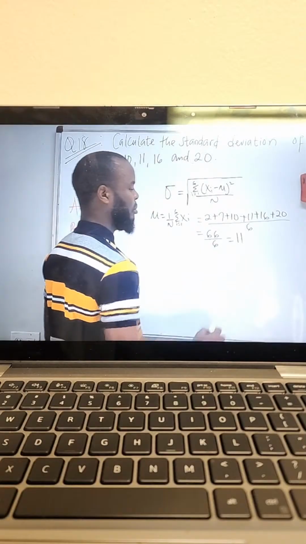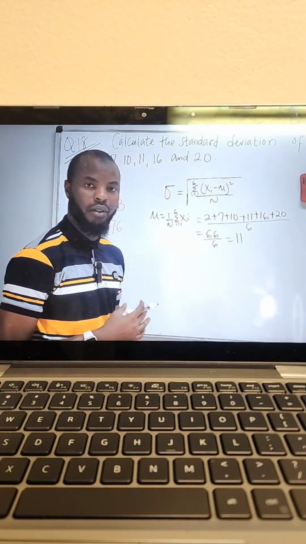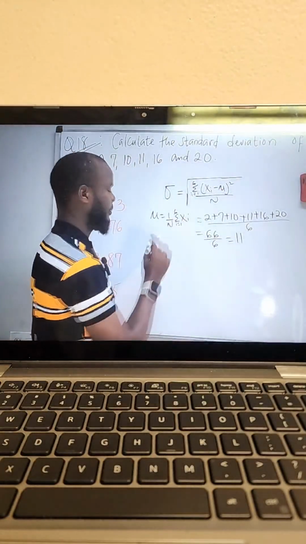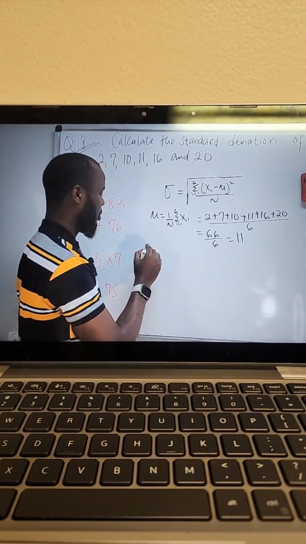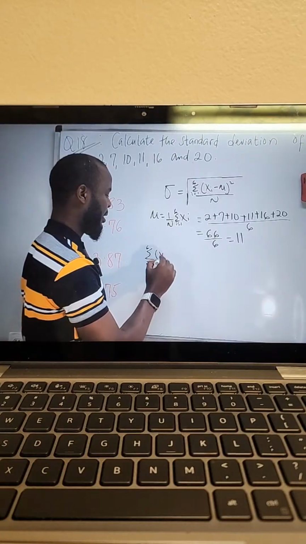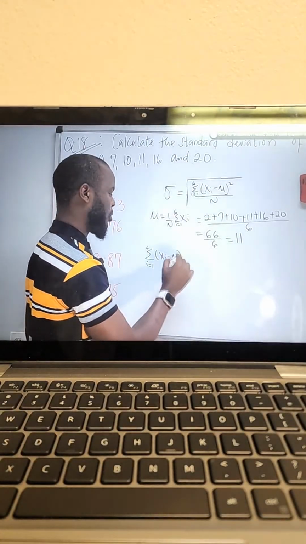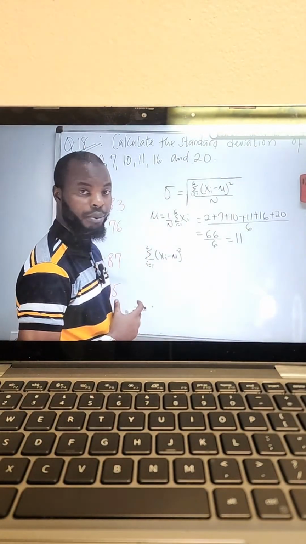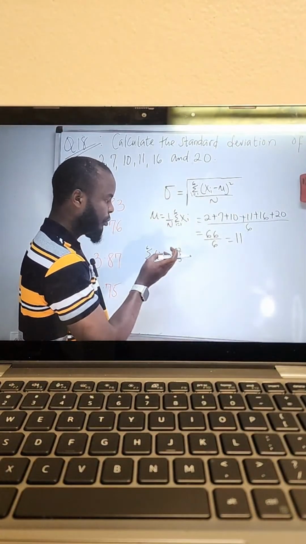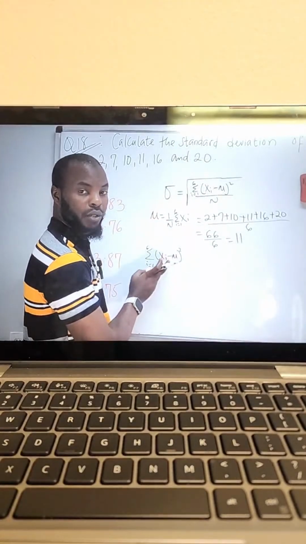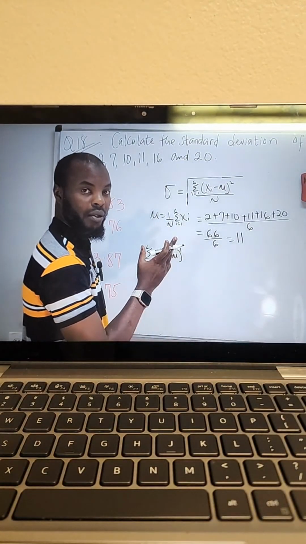And that makes the mean 11. Now, let's plug this into the formula. Let's compute our summation of (xi minus mu) squared. To compute this, you subtract the mean from each of the observations and square the values.